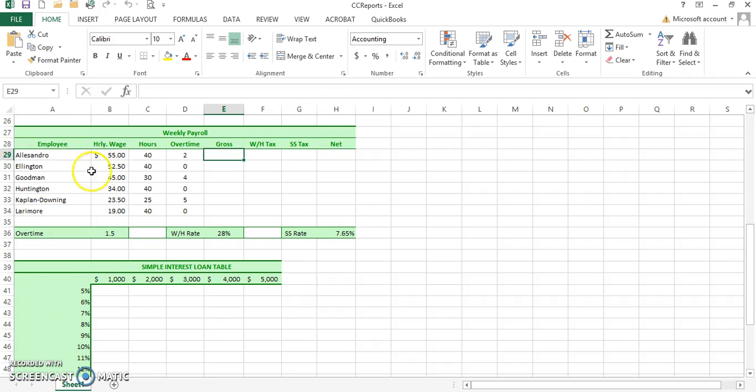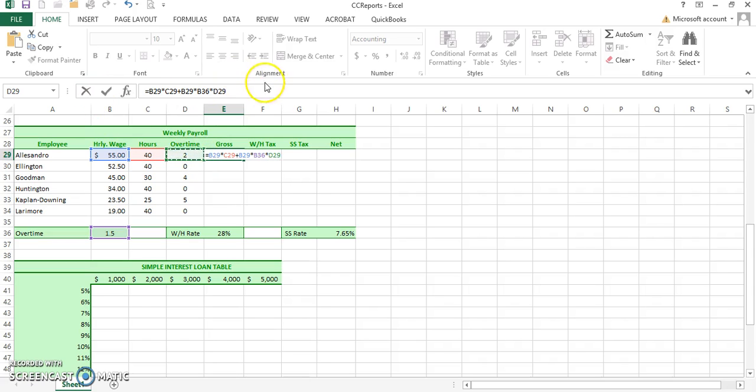So let's begin here. We're going to start with the first individual. We're going to put our equal sign. We're going to multiply the hourly wage times the hours. I'm going to put a plus sign because this individual has some overtime. So we're going to go with overtime here, which is $55 an hour, and we're going to multiply by the overtime rate, which is 1.5, and then multiply that by the number of overtime hours.